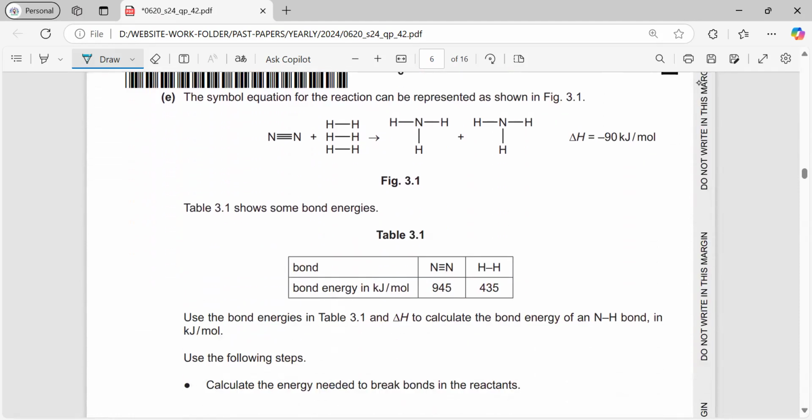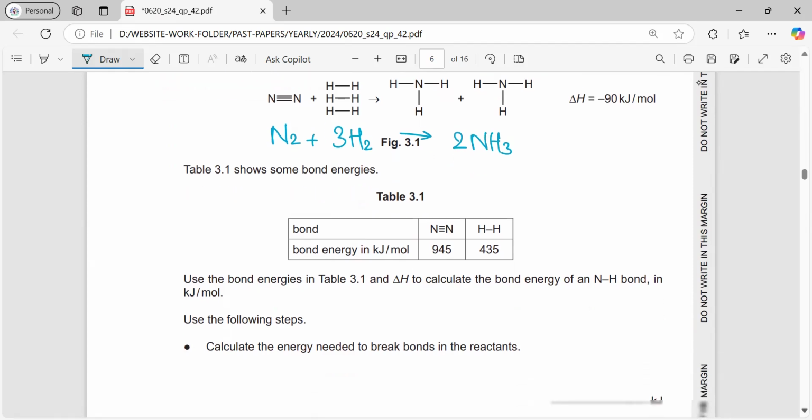Next part, the simple equation for the reaction can be represented as shown. For the same Haber process, the same production of ammonia, now they have given us the equation showing all the atoms and all the bonds in the displayed structure. So we have N2 plus 3H2, 3 hydrogen molecules. It gives us 2 ammonia. And as you can see, there are 2 ammonia molecules.